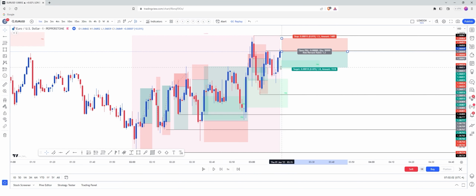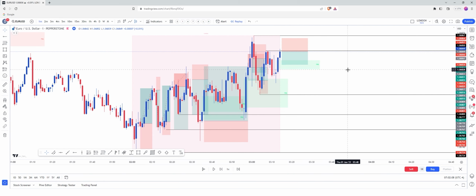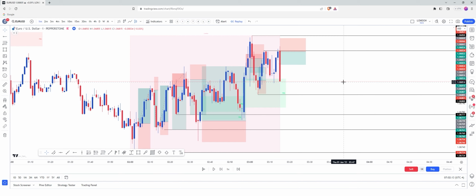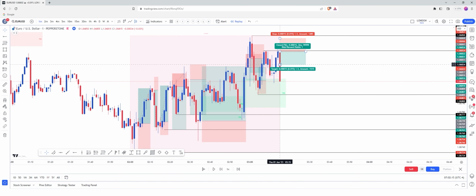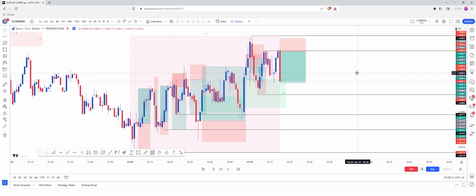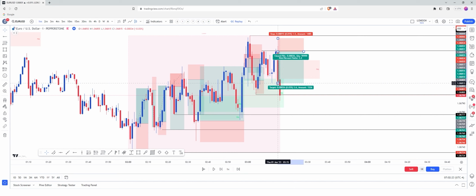$1.5 to 1.5. Okay, so you're risk free, and that one very, very quickly. First take profit, potentially this swing low here for a 2.4R, which gets smashed.